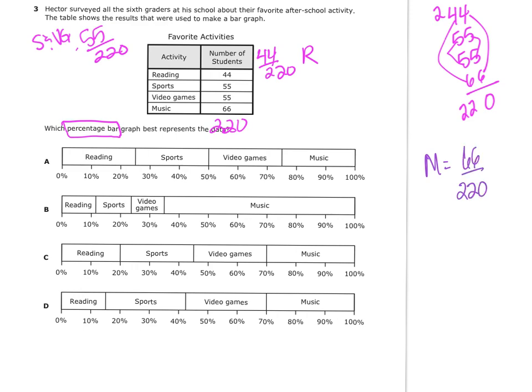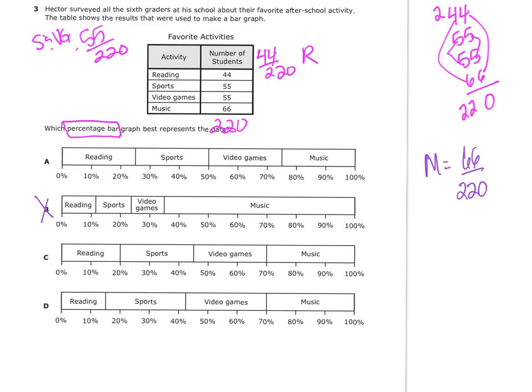Okay, let's look at our answer choices now. Okay, I can tell looking right off the bat that this one right here, B, is way off, okay? It's way off because 66 is not more than half, okay? That's like a tiny little piece of that. So that's way off. Okay, so there's a couple of ways to do this.